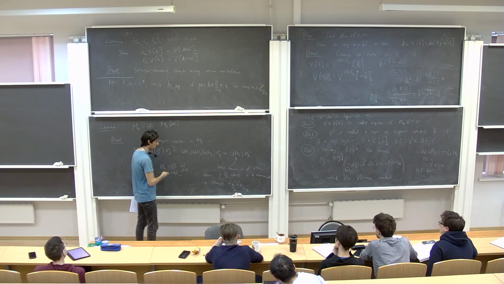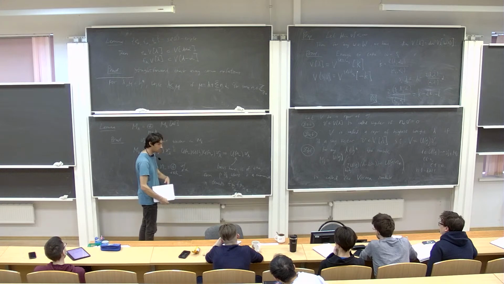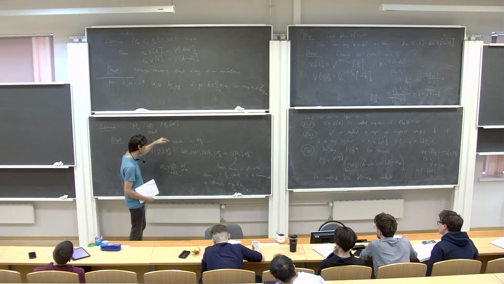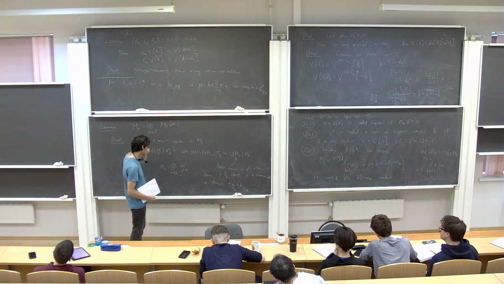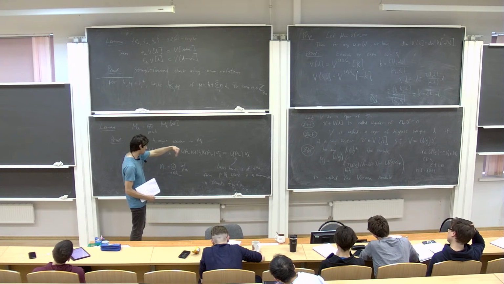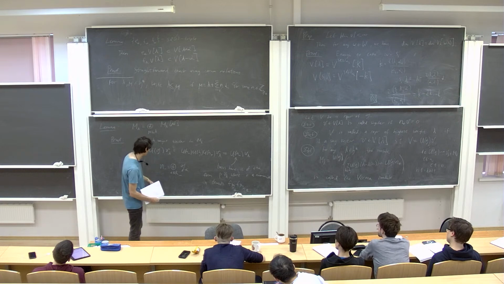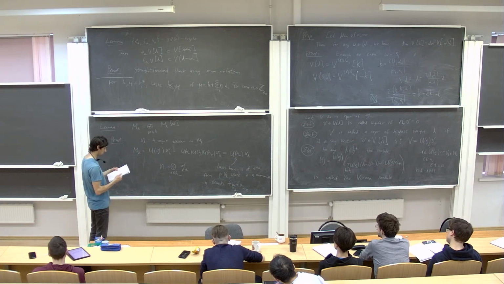Okay. So I get a basis here, which is a weight basis, so therefore I have a decomposition. And on the other hand, all weights are smaller than lambda. So the lemma follows.